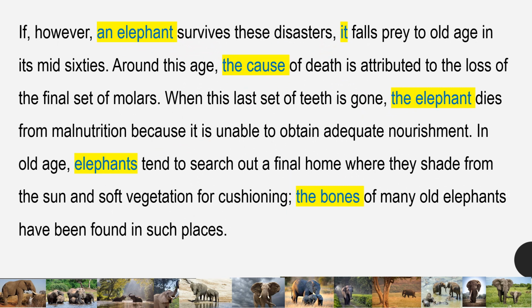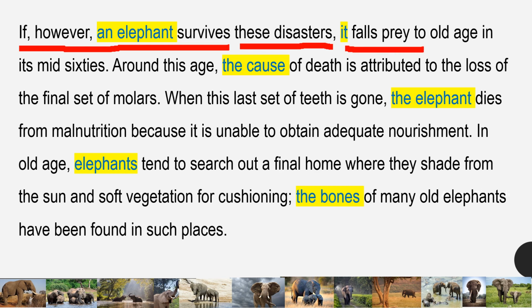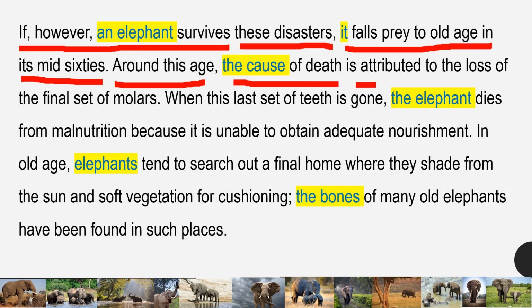If, however, an elephant survives this disaster, namun demikian jika seekor gajah bertahan dari bencana-bencana seperti ini, it falls prey to old age in its mid-60s. Gajah tersebut termakan oleh usia tuanya pada usia pertengahan 60-an. Around this age, pada usia tersebut, the cause of death is attributed to the loss of the final set of molars. Penyebab kematiannya dikaitkan dengan hilangnya atau lepasnya seperangkat giginya yang terakhir.